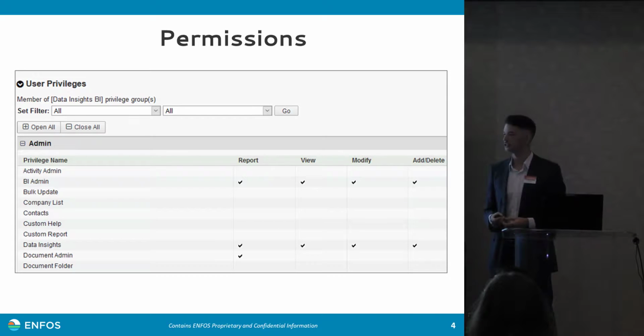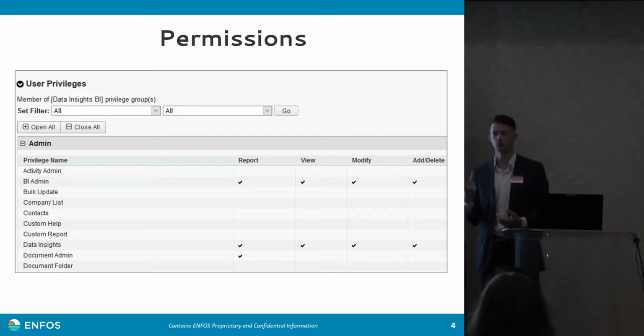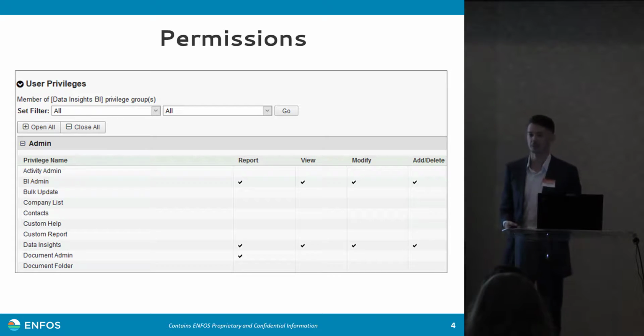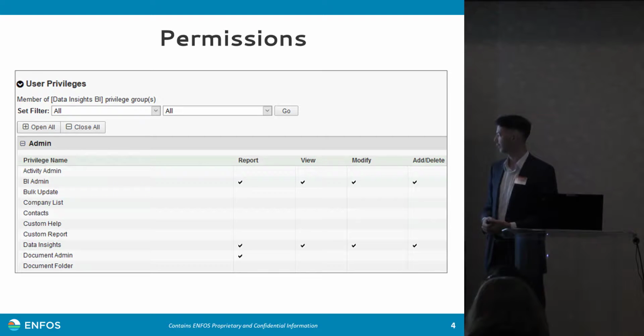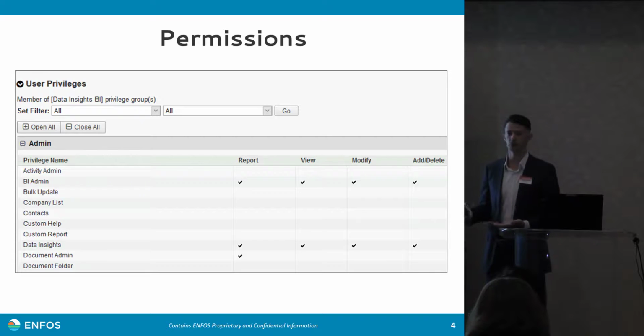For the permissions, each user account has hundreds of permissions already, but there are 2 new ones for Data Insights. There are these 2 rows that have the checkboxes. We have a BI admin, which is primarily for the customer administrators. I believe all of the administrators that are in this room should already have that permission. The second one is Data Insights, which is for your everyday users. Each of these permissions has 4 levels of permission: reporting, viewing, modifying, add, delete.